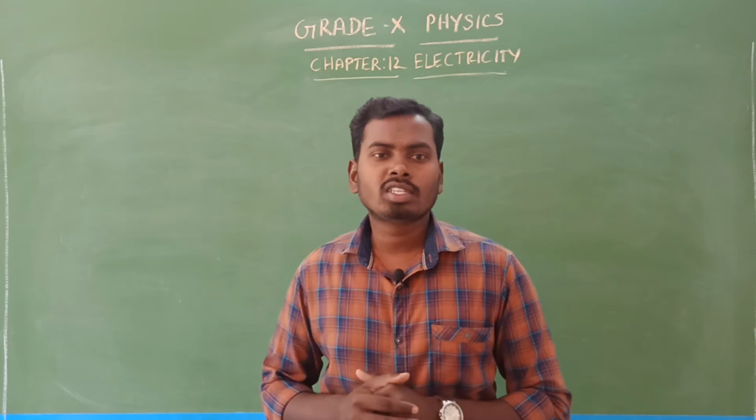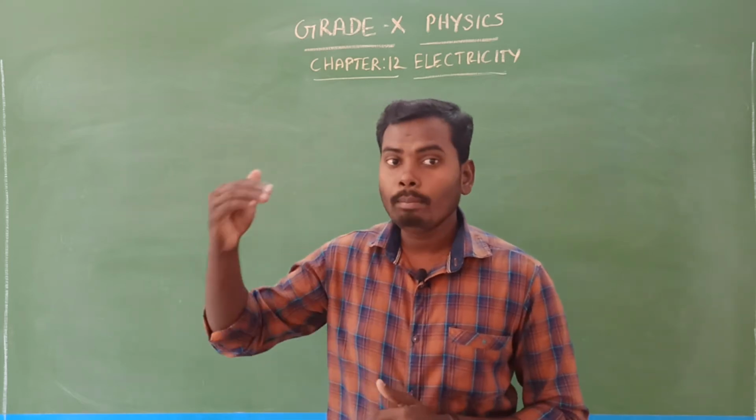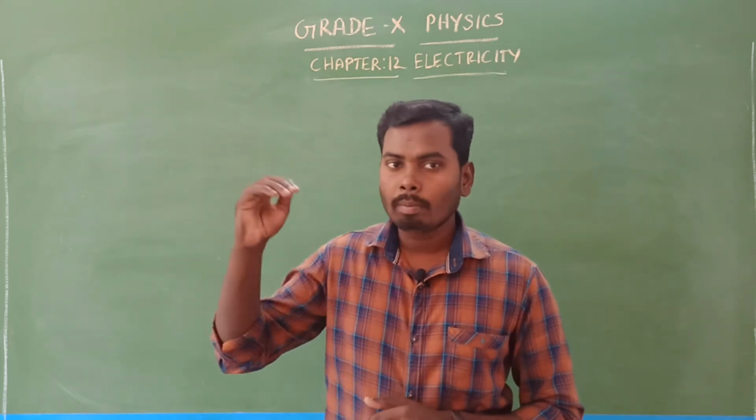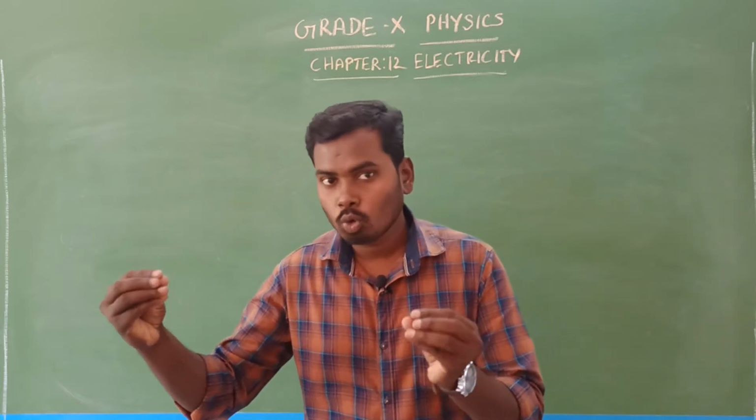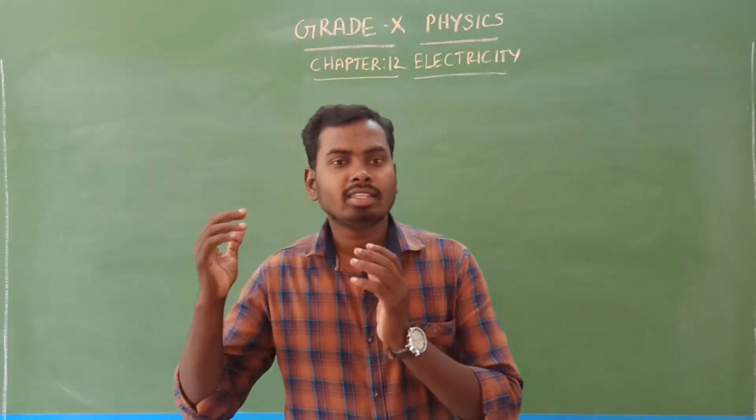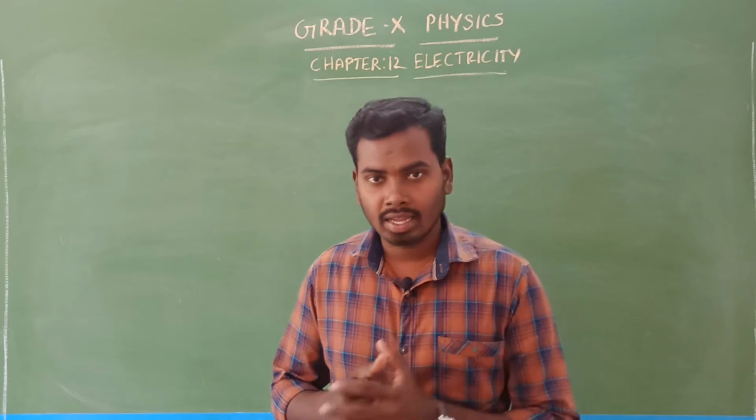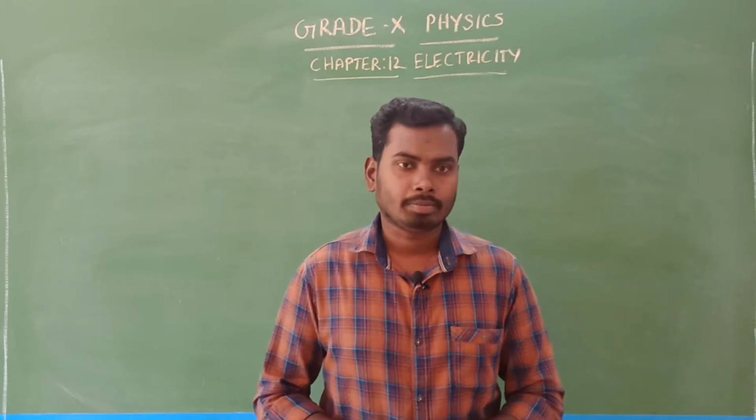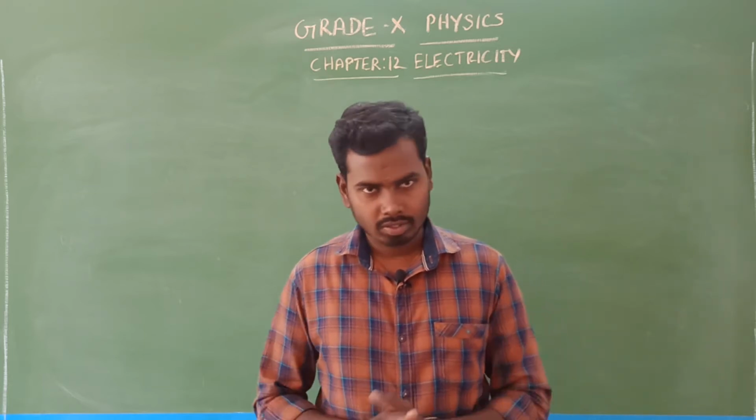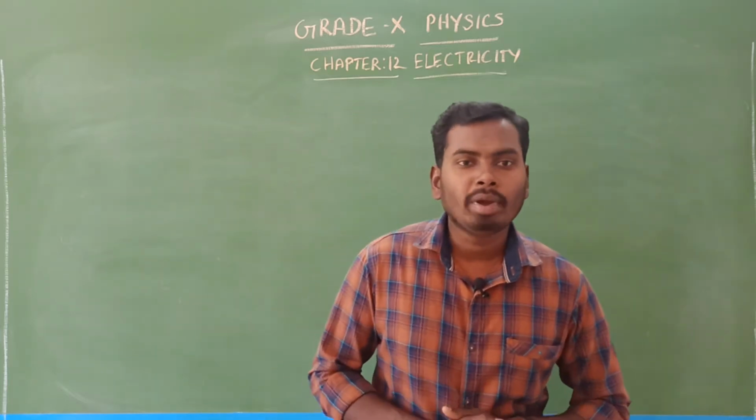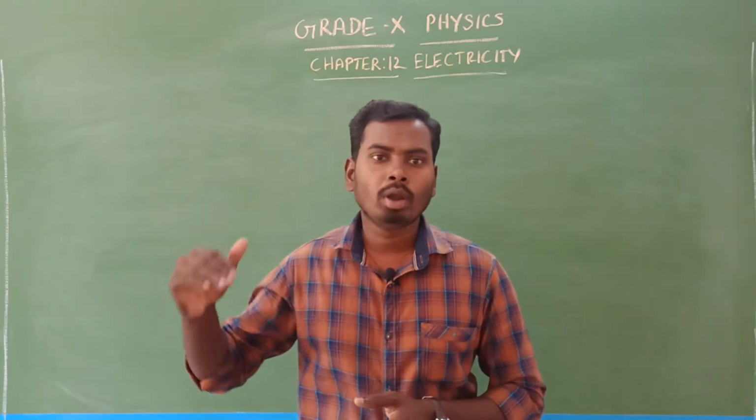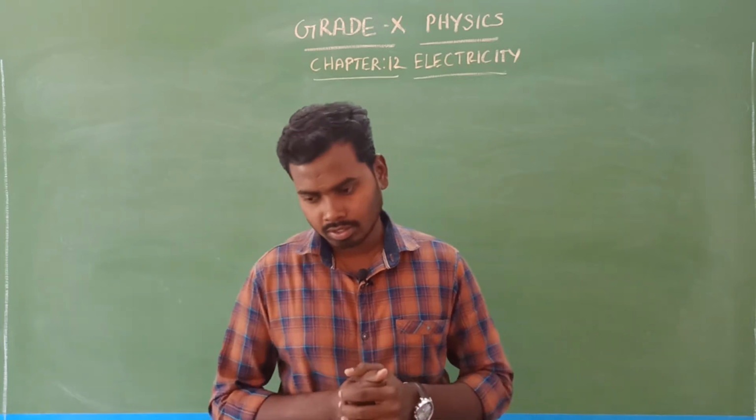When two or more resistors are connected one below one, note this point, between the same two points of the battery, then the setup of the resistors is in parallel combination. That's all. In series combination, the resistors are connected one after one. But in parallel combination, the resistors are connected one below one. Isn't it? Yes.